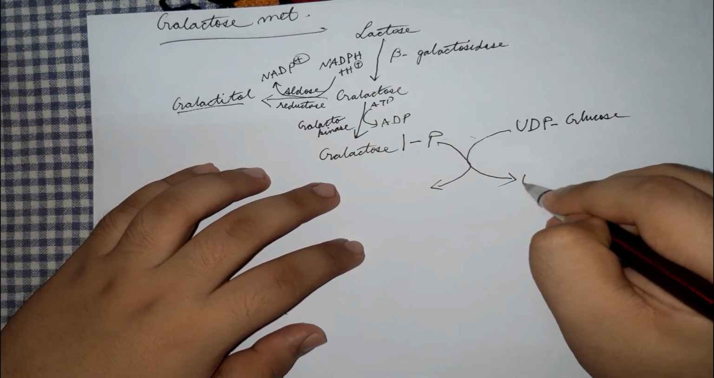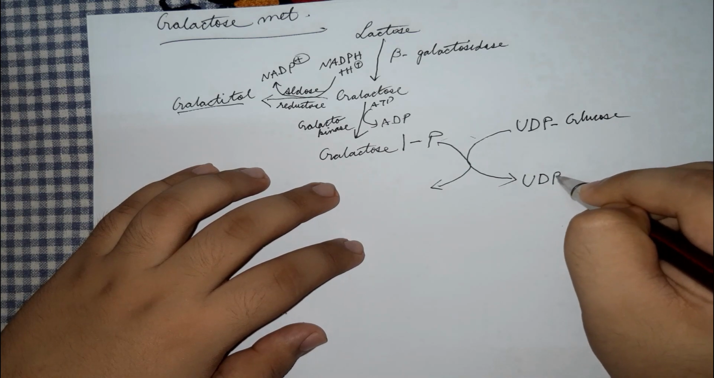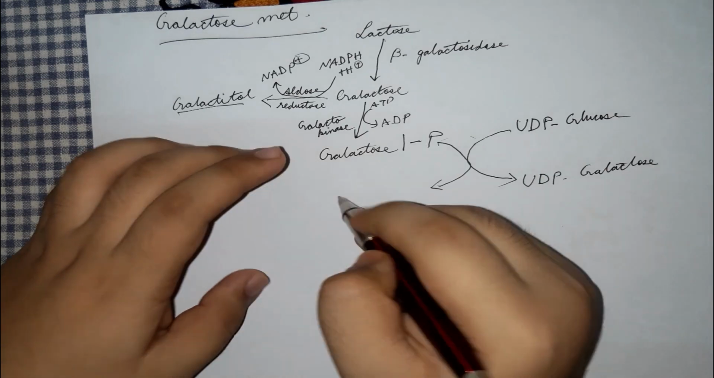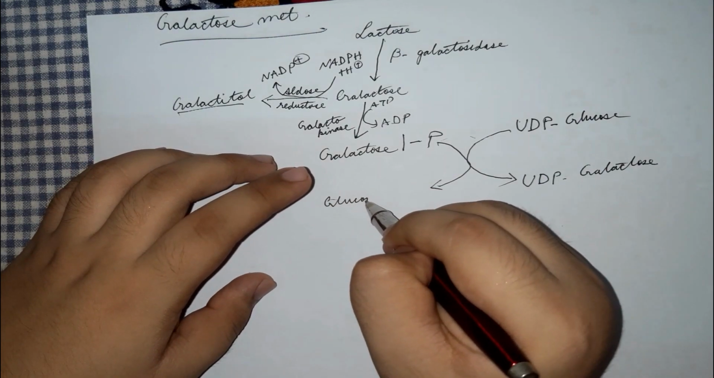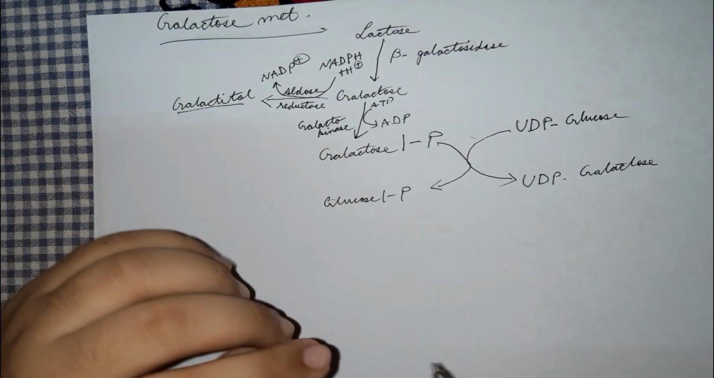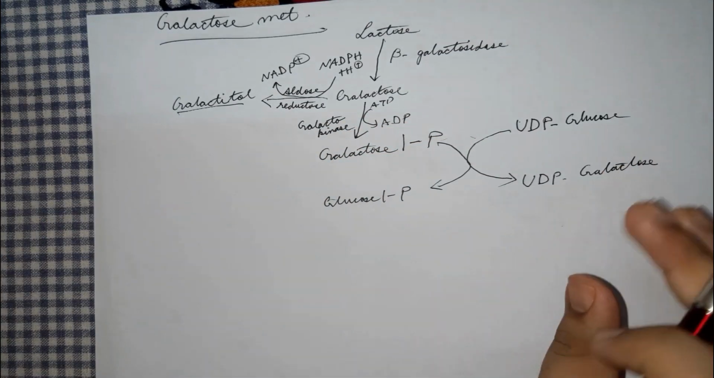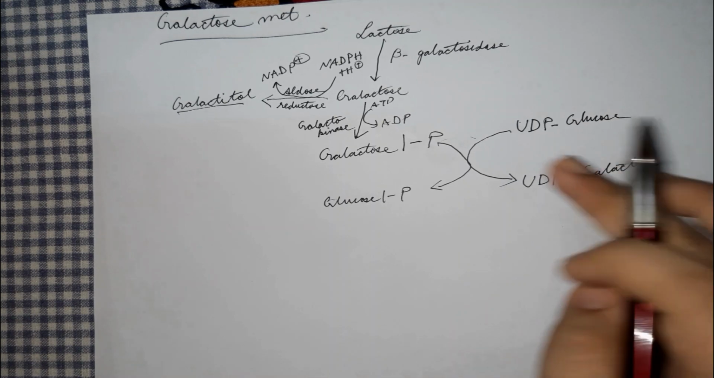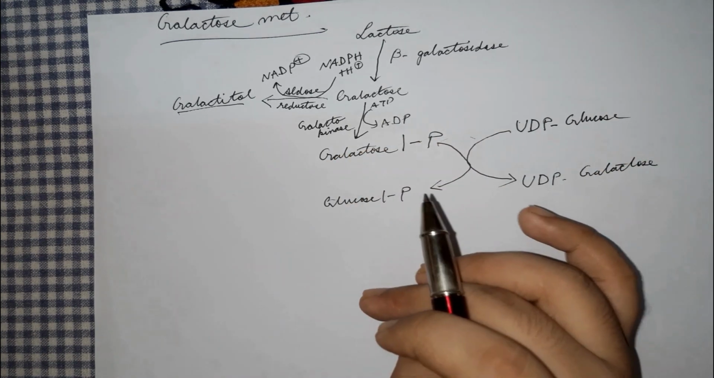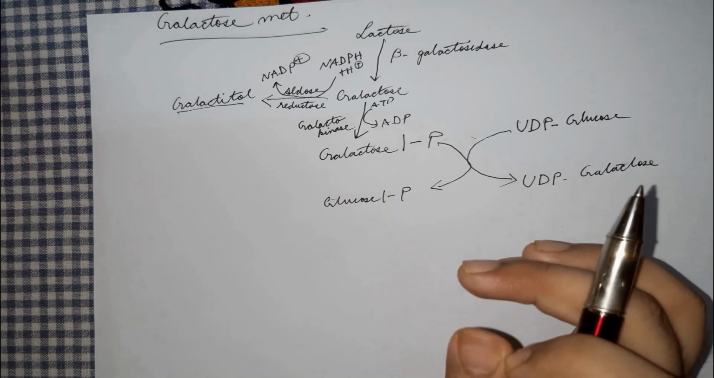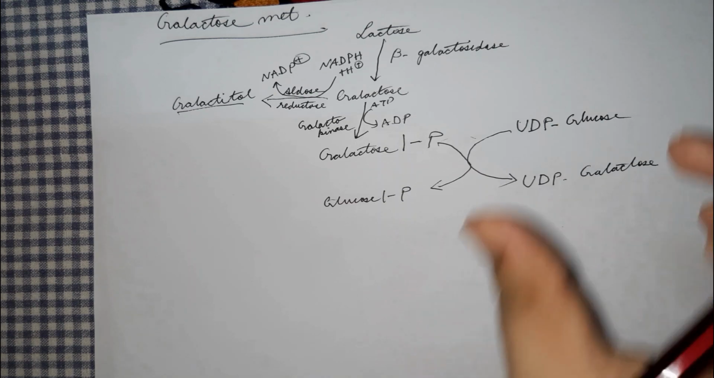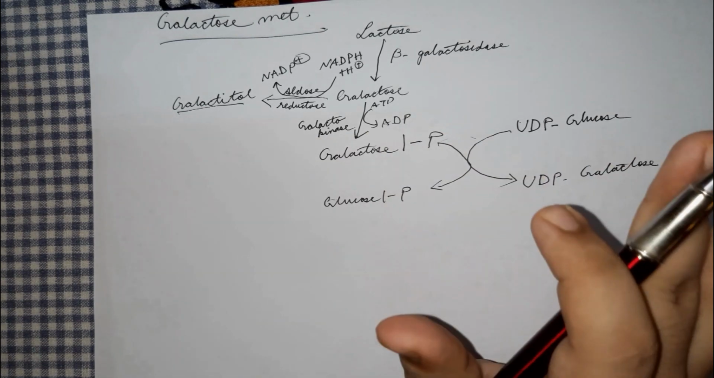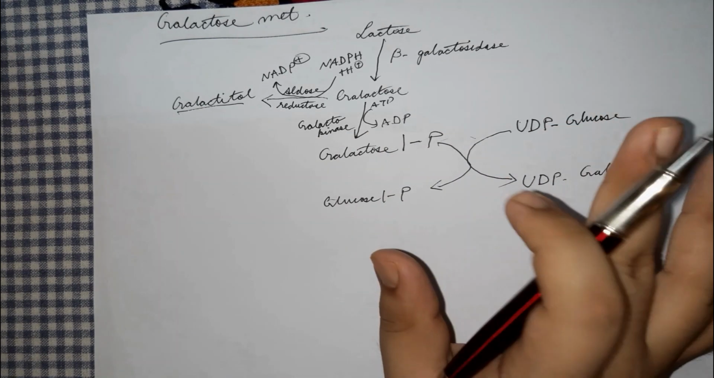So this will turn into UDP galactose, and this will turn into glucose 1-phosphate. So there is an exchange of groups occurring here: UDP glucose to UDP galactose, and galactose 1-phosphate to glucose 1-phosphate. What is UDP glucose and how that is coming, we'll talk about all that later in the carbohydrate metabolism discussion.